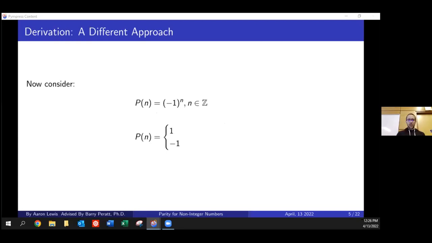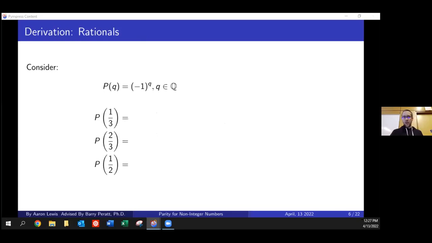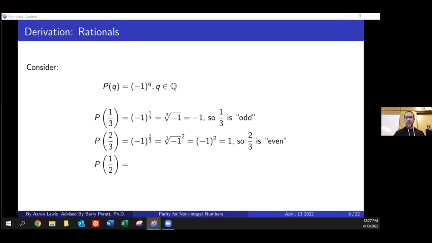So if you consider the fact that for integers, -1 raised to any integer power n is going to be 1 if and only if n is even, and -1 if and only if n is odd. And this is the basis for the beginning of our definition for the rational numbers. So we'll see what happens when we try to plug in some rational numbers. For a third, we can see that we get -1, so we can call a third odd. And we can see for 2/3, we'll get 1, so we can call it even.